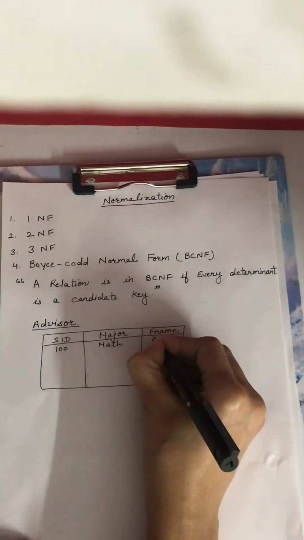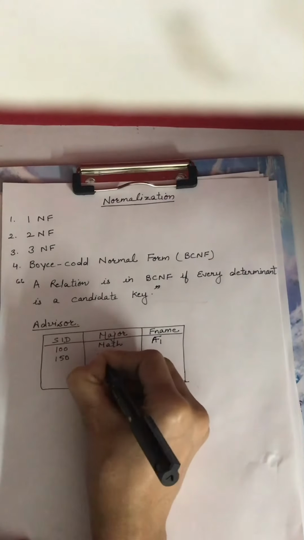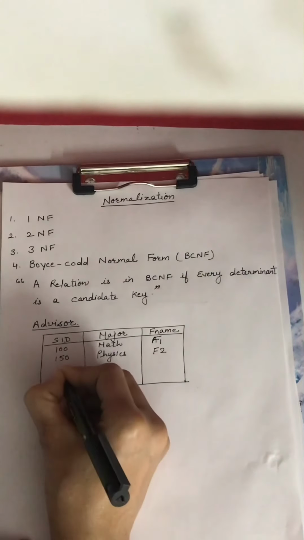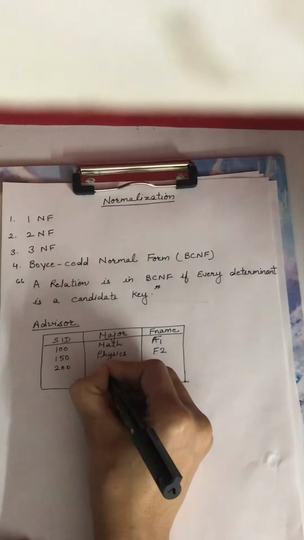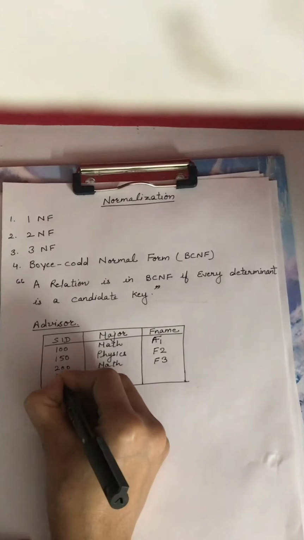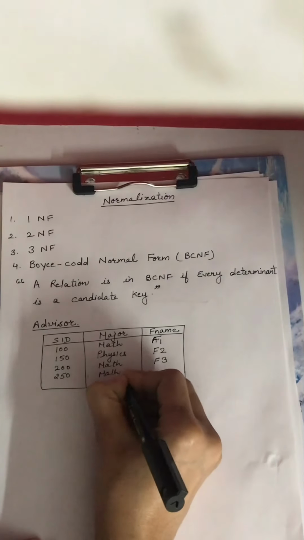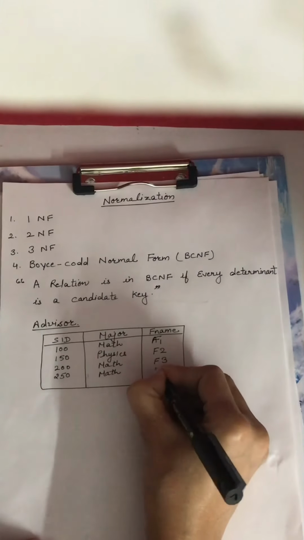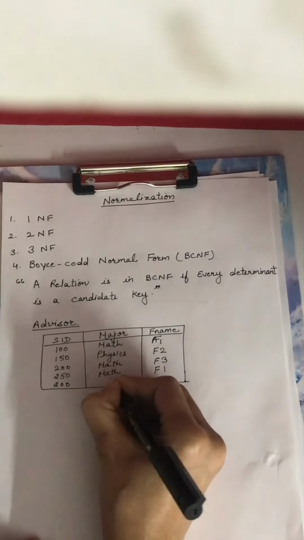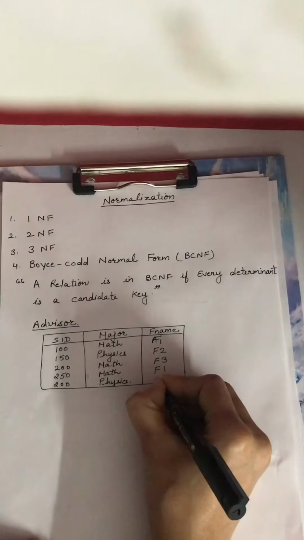Faculty name F1. Next student 150, physics, faculty name F2. Next student 200, major is maths, faculty name is F3. Next student is 250, maths, faculty name is F1. Next student 200 again, but this time his subject is physics and faculty name F4.